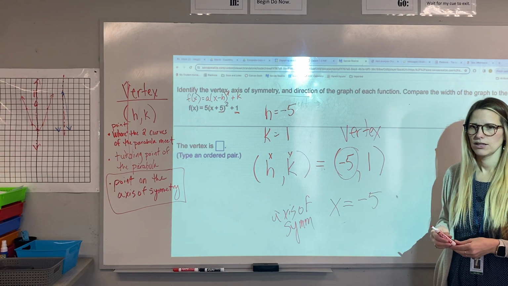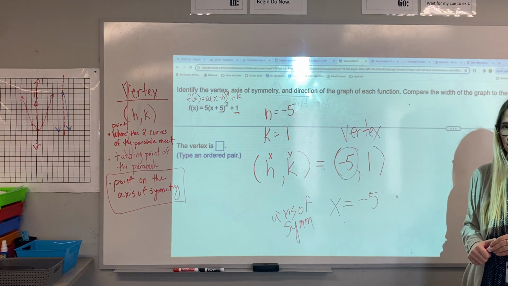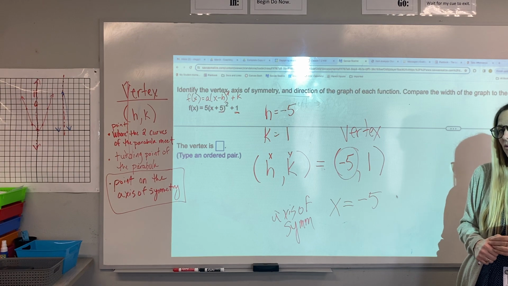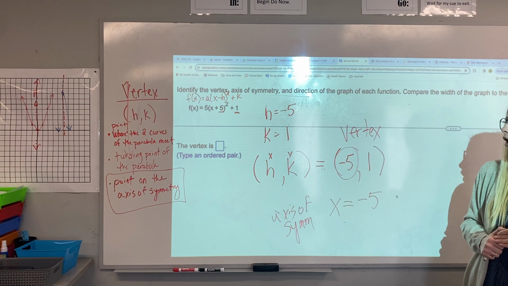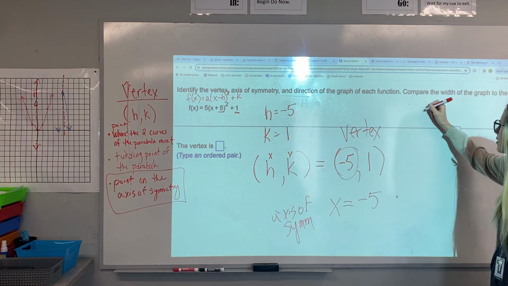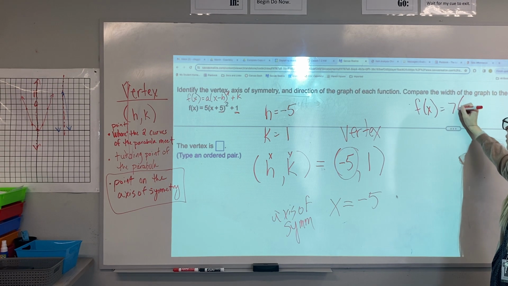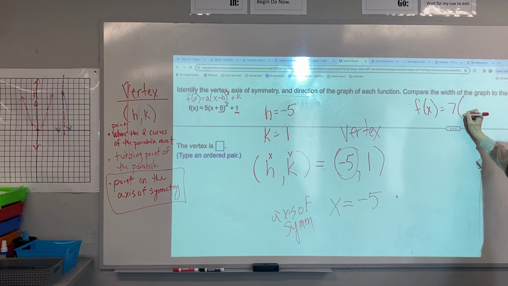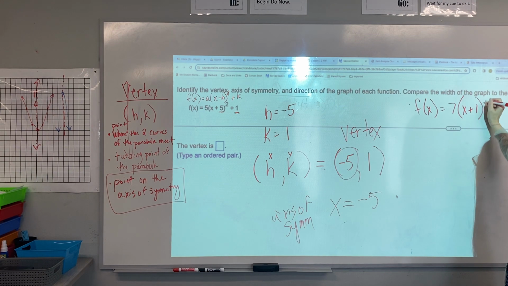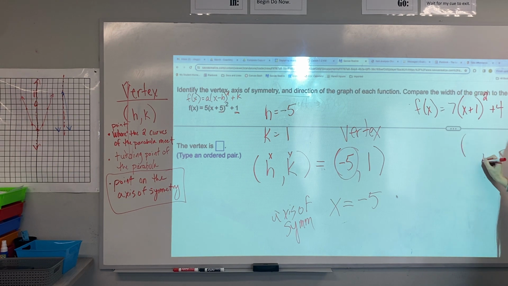What was mine? Because I put mine in and you said it was wrong. You put your vertex in and said it was wrong? Okay, give me your function. F of x equals 7 (x plus 1) squared plus 4. Okay, what did you put as your vertex? -1 and 4. Good, that is correct. Did you put it in parentheses with a comma?